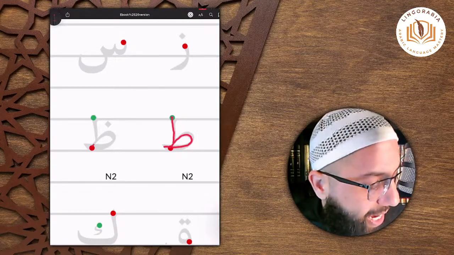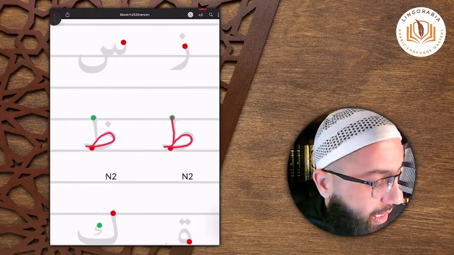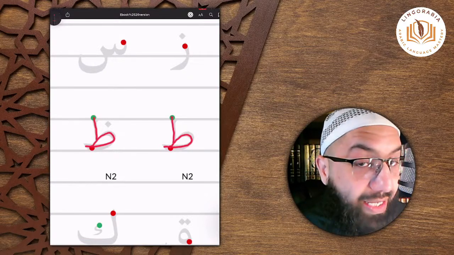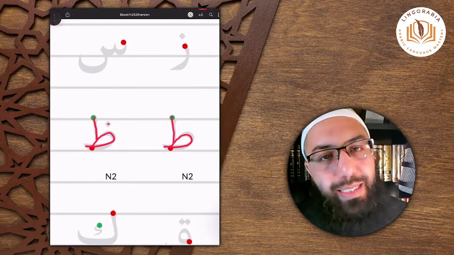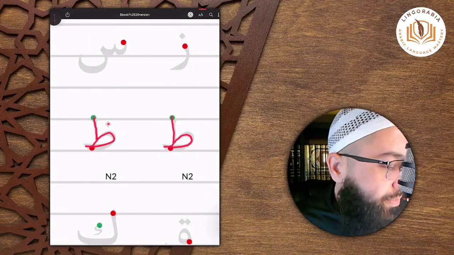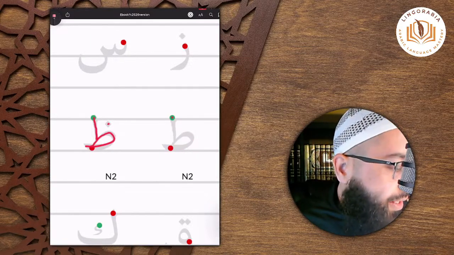The va is exactly the same, but the only difference is once you draw the line, then you go to the dot at the end. Then you go to the dot. So this is the ta and the va. I hope it's all clear.